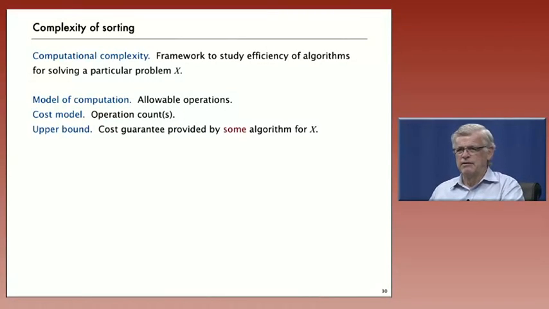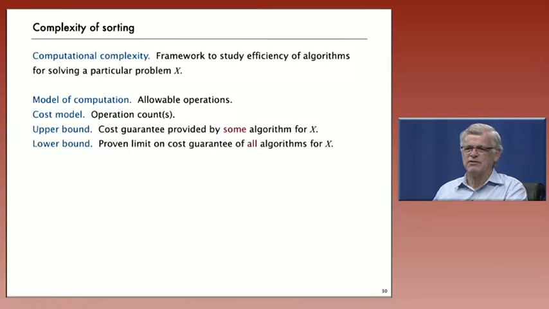Now, in framing the difficulty of problems, we'll need two things. One is what's called an upper bound, which is a cost guarantee that's provided by some algorithm for solving the problem. That's an upper bound on how difficult it is to solve the problem. We have an algorithm that can solve it. It's at least that easy.